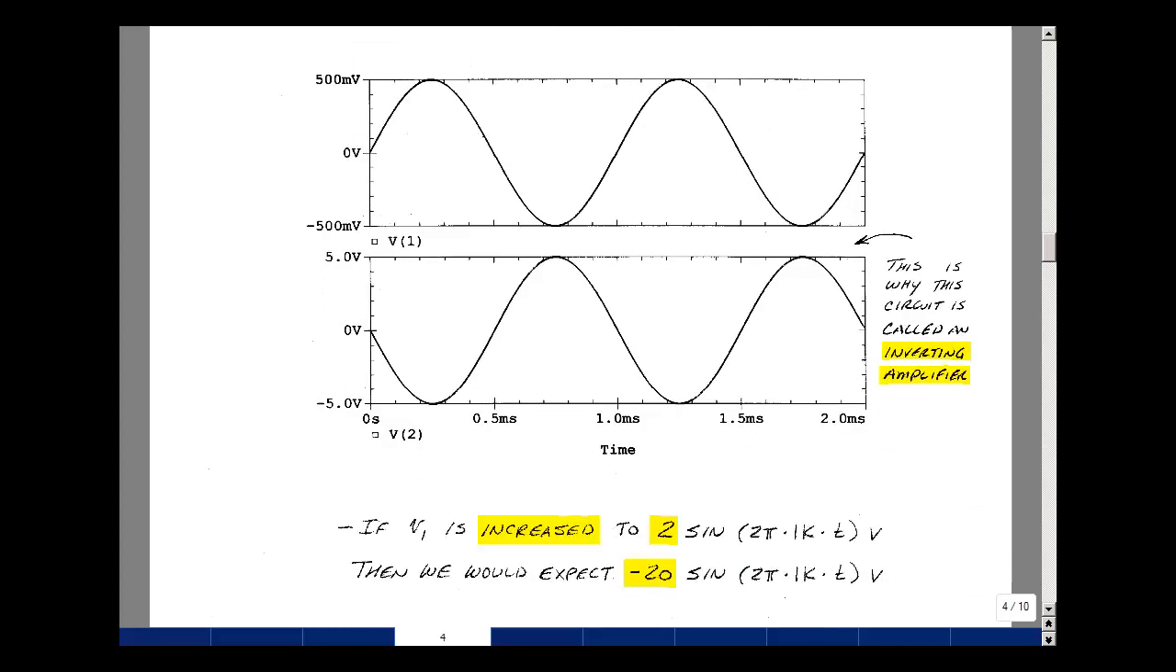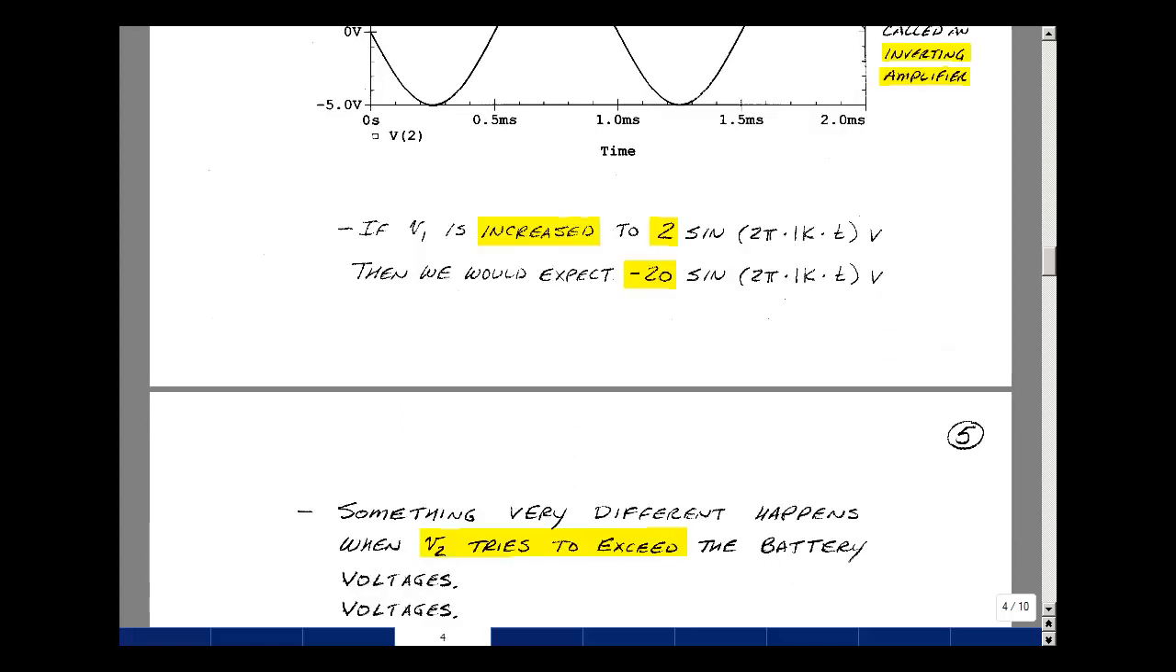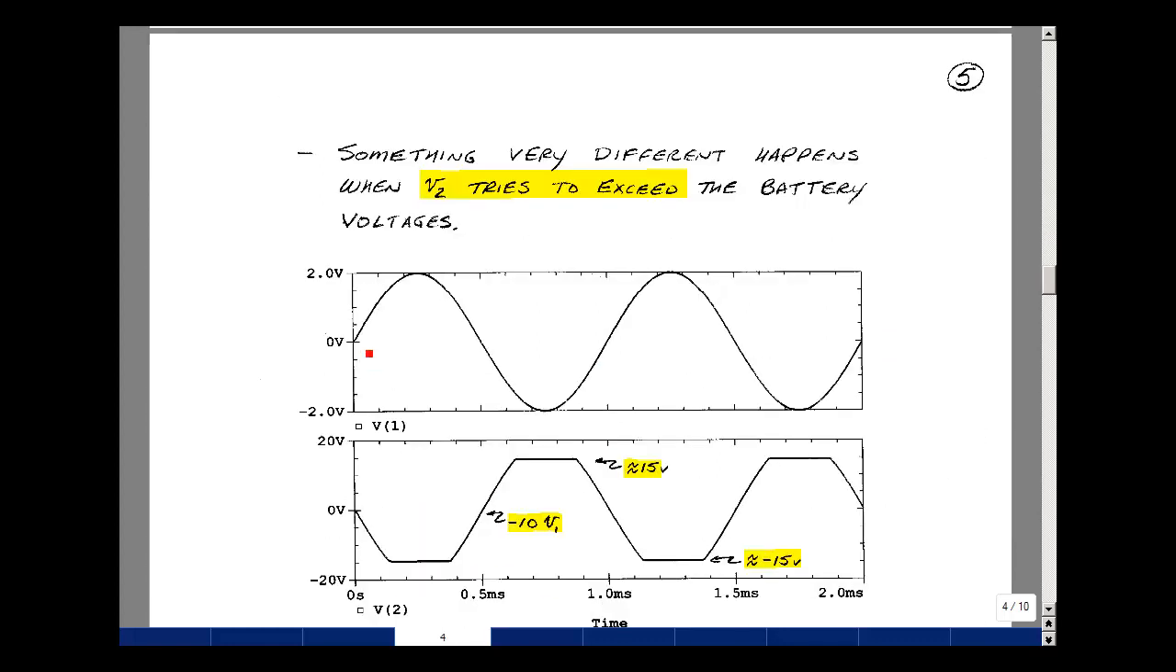Now suppose that I increase my input from a half a volt sine wave to a 2 volt sine wave. Well, using our formula, I would expect the output to be minus 10 times bigger. So minus 20 times the sine of omega t. But something funny happens. Take a look at that on the next page. So with a 2-fold input, I expect the output to go to minus 20 volts, but actually it stops at about minus 15 volts. When we hit a minus 2 volts, I expect the output to go to plus 20 volts, but it stops at roughly 15.